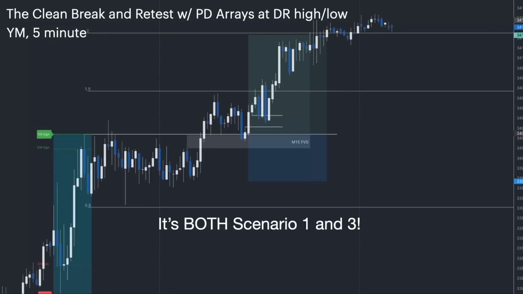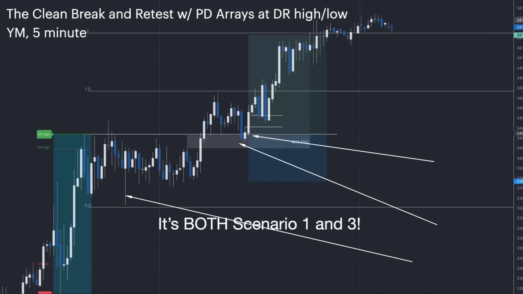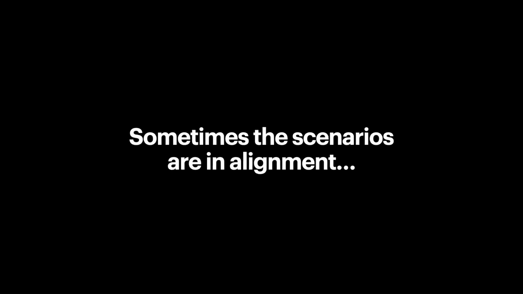Yes, there can, and that's the next point I want to get to. Here we have both scenario 1 and scenario 3. So scenario 3 could have gotten you in here. Scenario 1 could have gotten you in here. And here, scenario 3 could have confirmed scenario 1 right here. And then scenario 3 could have given you another entry right here. So as I said, there can be multiple scenarios playing out simultaneously.